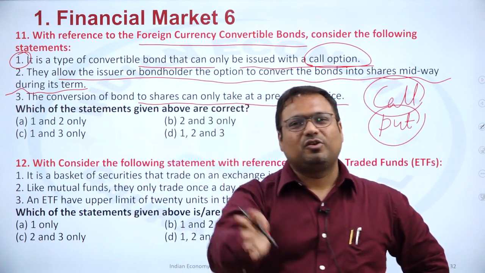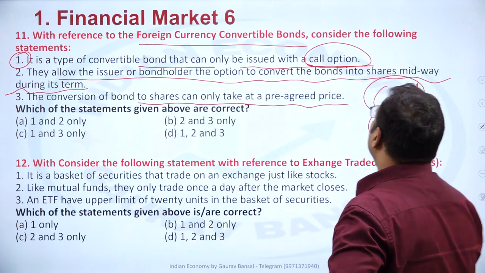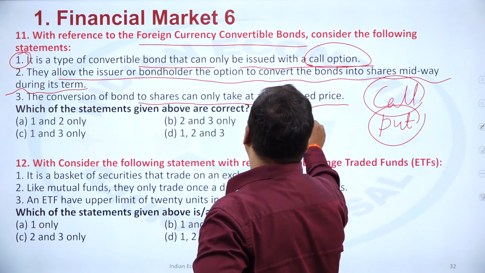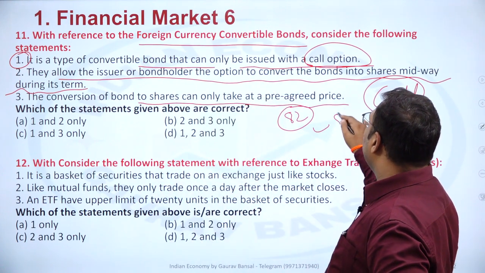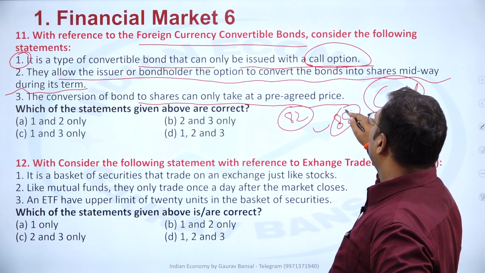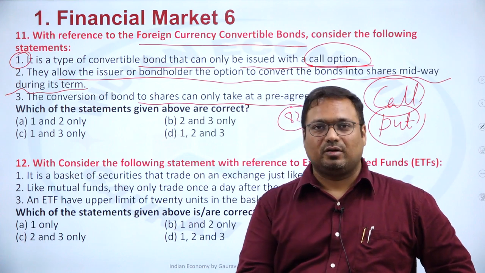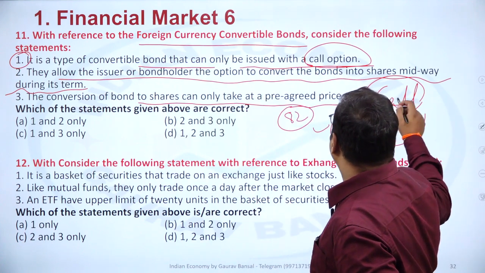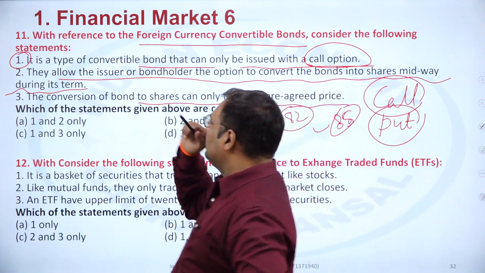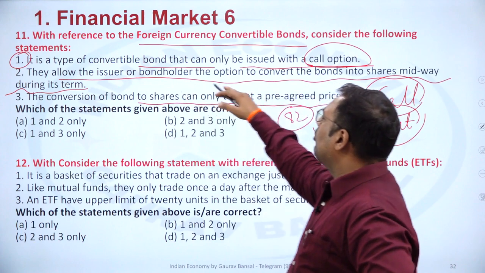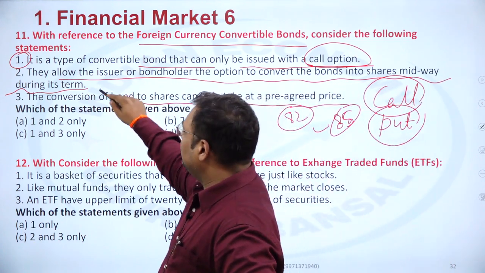You do not have to go much deeper into it. I think this example gives you a fair idea. So for example, today the dollar price is 82, but you sell a convertible bond where you are ready to pay 85 for each dollar, not 82. So if dollar value becomes more than 85, then you are at advantage if you have issued it. Issuer of the bond gives a call and buyer gives a put. Second, they allow the issuer or bondholder the option to convert the bond into shares midway during its term. That is correct.